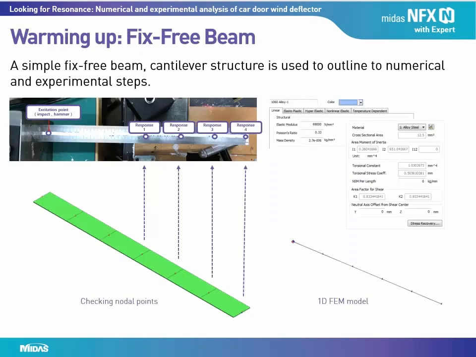Before we dig into the wind deflector case study, let me give you some warm-up information. Here is a stainless steel ruler. The ruler's one end is clamped by heavy wires. The other end is free to vibrate. This is a fixed-free beam, or so-called cantilever. This simple structure is represented by 1D bar elements in Midas NFX.